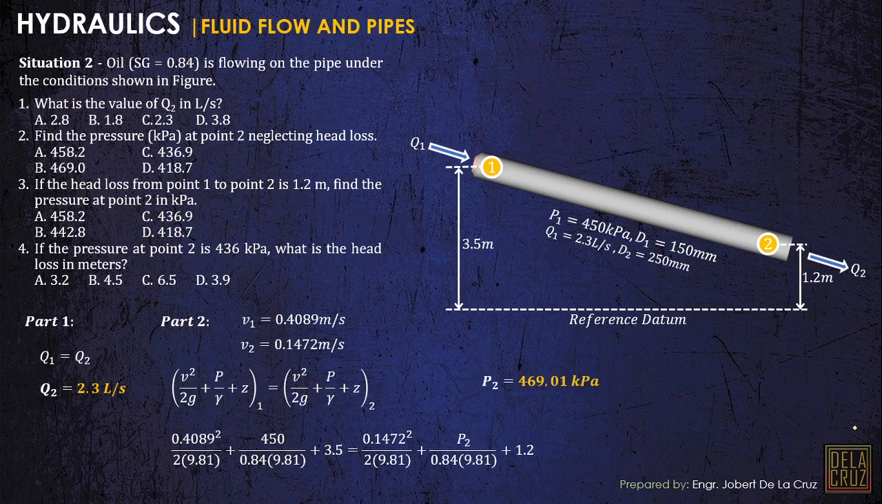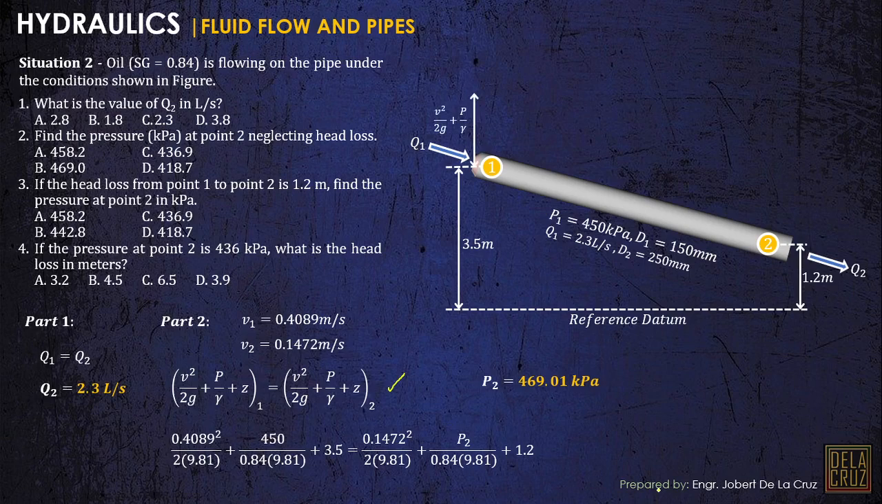That was easy. Now for number 3, if the head loss from point 1 to point 2 is 1.2 meters, find the pressure at point 2 in kPa. That means we will be considering the head loss. We just add the head loss to our equation here. But before that, let's draw the energy grade line, so we can better visualize this equation, Bernoulli's equation.